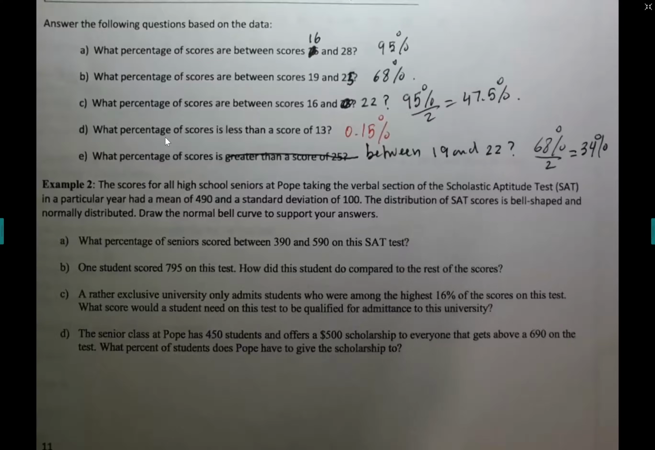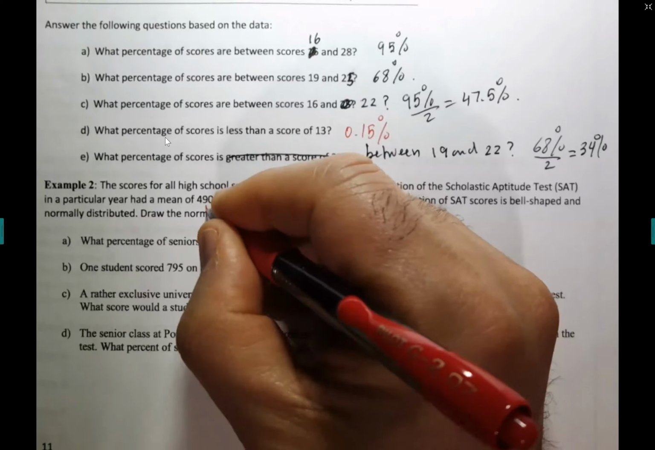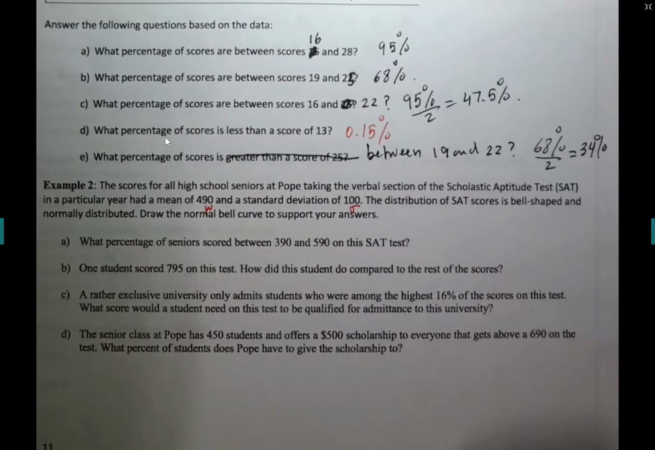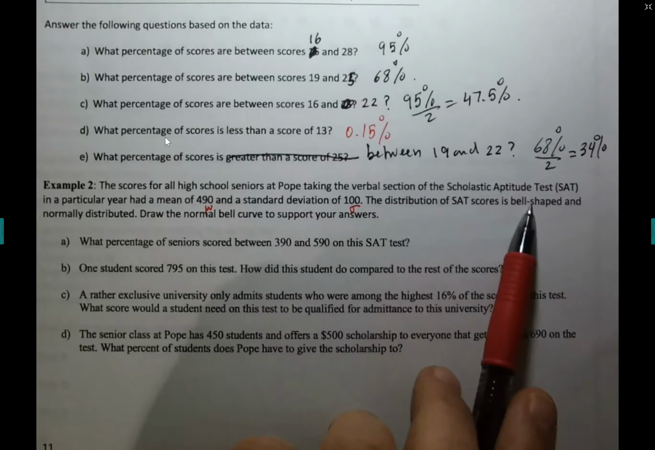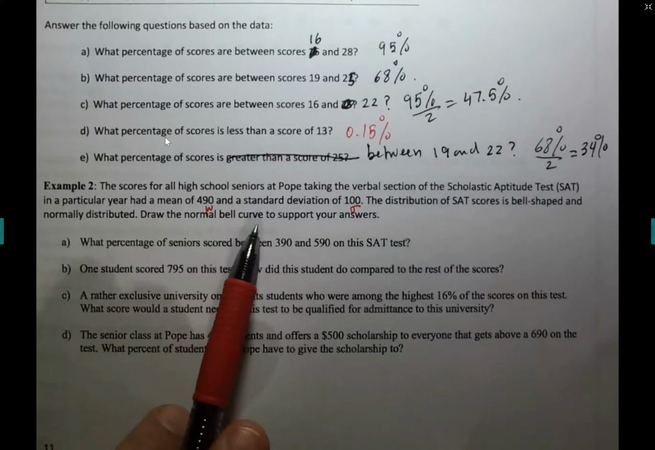The scores for all high school seniors who have taken the verbal section of the Scholastic Aptitude Test, the SAT, in a particular year had a mean of 490 and a standard deviation of 100. So the mean, guys, is 490 and the standard deviation is 100. The distribution of the scores is bell-shaped. He says it is bell-shaped, guys. Draw the normal bell-shaped curve to support your answer.